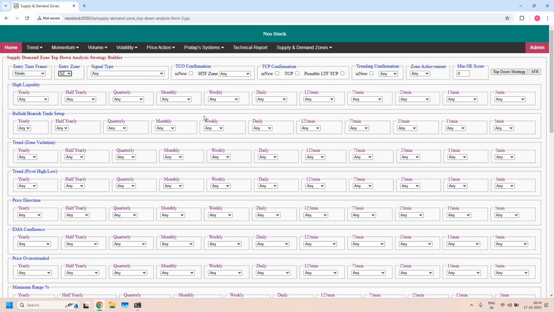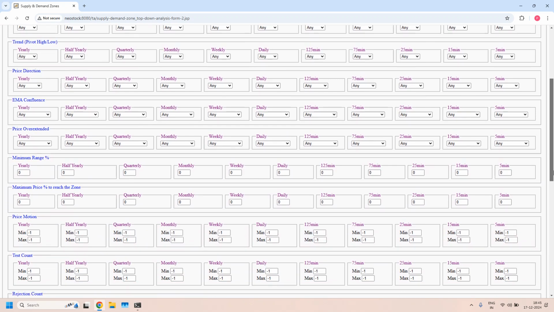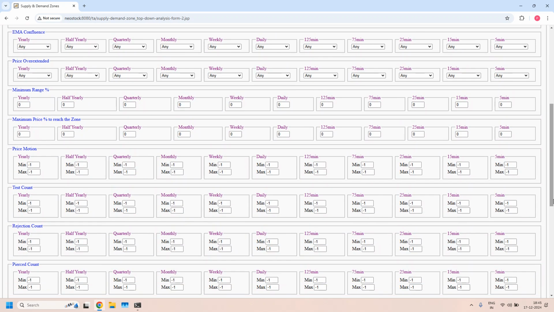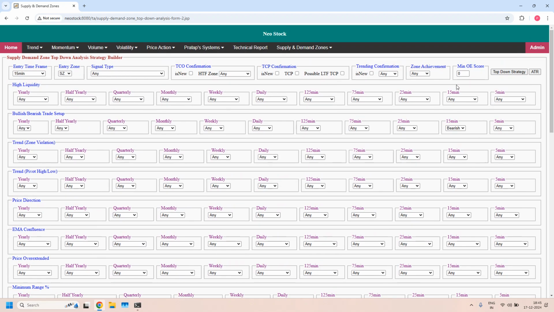In the bullish or bearish trade setup parameter at 15 minutes time frame, I am selecting bearish. This 15 minute supply zone should not be pierced. So in the pierced count at 15 minutes time frame, I am setting minimum value 0, maximum value 0. That means the zone is not pierced. Zone achievement violated opposing zone. Minimum odd enhancer score 12. All the 3 filters are applied to the 15 minute supply zone.